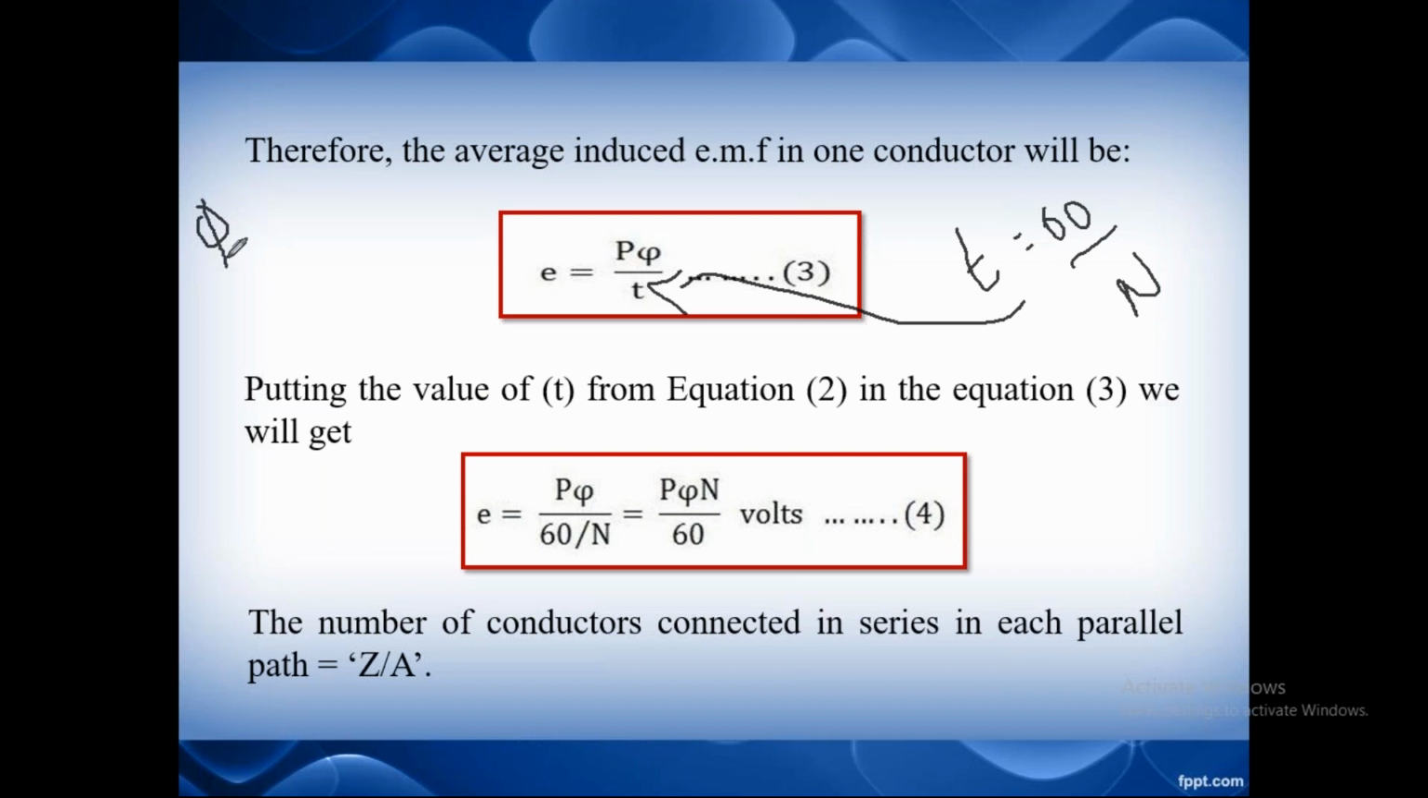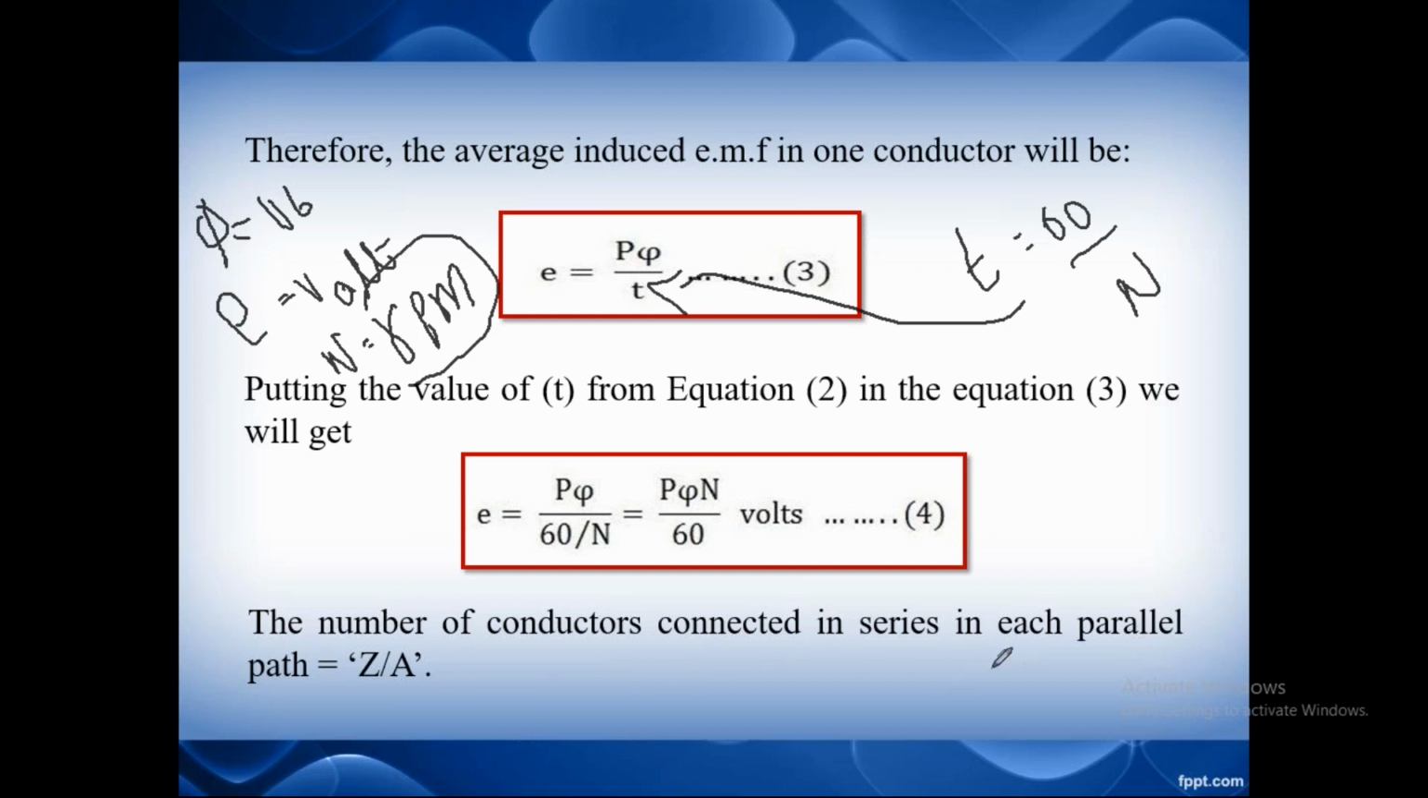Learn the units well here. The flux unit is Weber, the induced EMF unit is volts, and the speed unit is RPM, revolutions per minute. Not meter per second. It tells how many rotations happen in how much time. That is why the speed N is in rotations per minute.